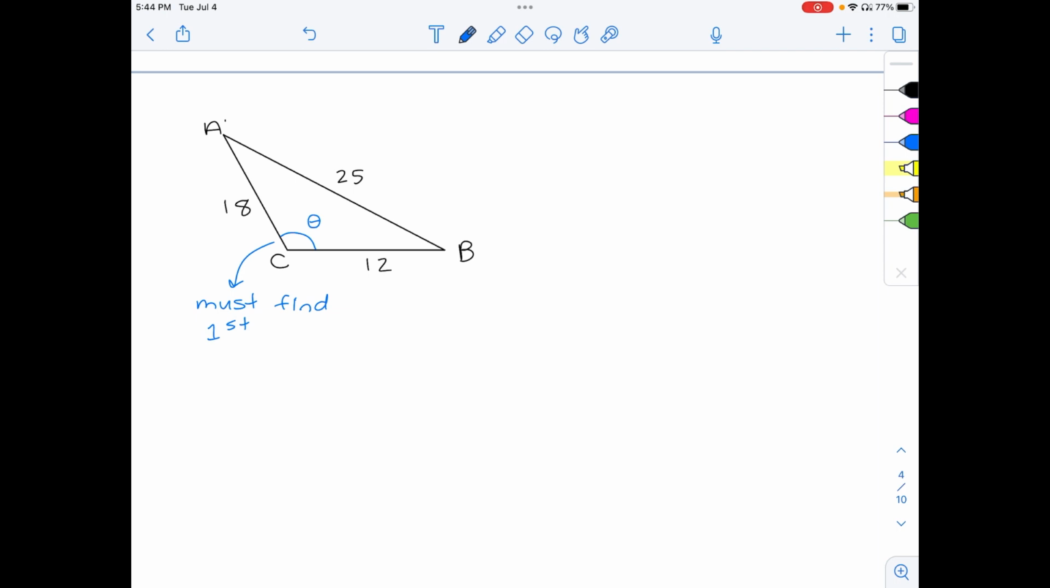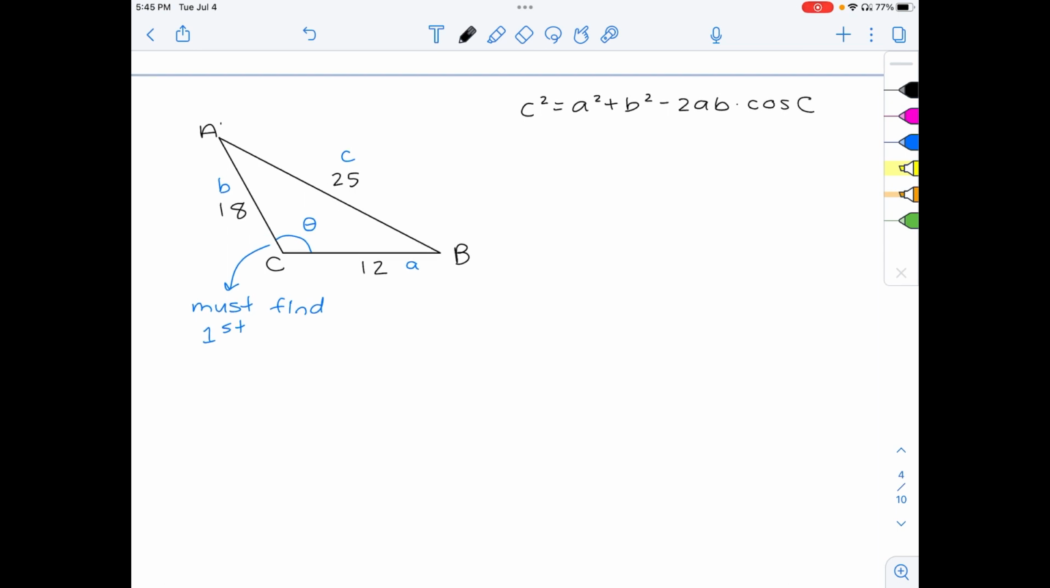So I'm going to label my sides quickly. Again, labeling them opposite to the vertex. So this is side A, this is side B, this is side C. And because I want to find angle C, I'm going to use the C version of my formula. So I'm going to do C squared equals A squared plus B squared minus 2 times A times B times the cosine of C. I like to write the blank formula, especially with these ones where the letters switch spots a lot, so you make sure you're putting everything in the right spot.